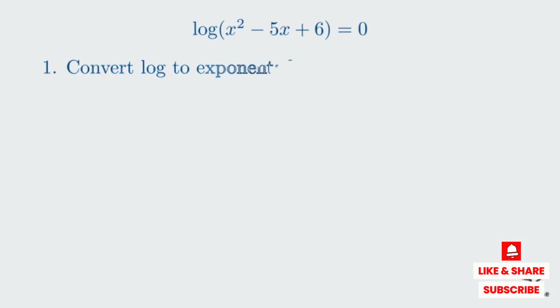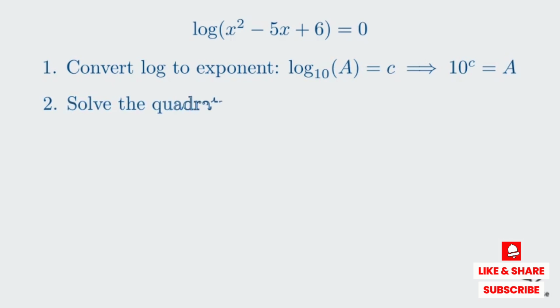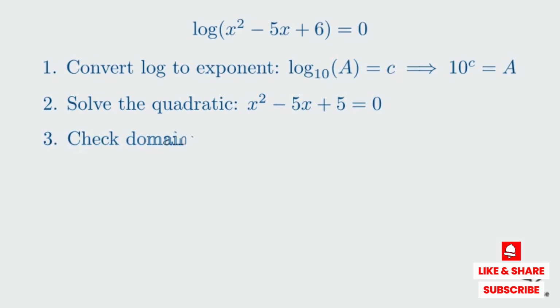Let's quickly recap what we've accomplished and the steps we took to solve this problem. Our objective was to solve the logarithmic equation log of x squared minus 5x plus 6 equals 0. First, we converted the logarithmic equation into an exponential one. Second, we solved the resulting quadratic equation to find two potential solutions. And most importantly, third, we checked the domain of the original logarithm to ensure our solutions were valid, confirming they were not extraneous. This three-step process is crucial for solving these types of equations reliably.